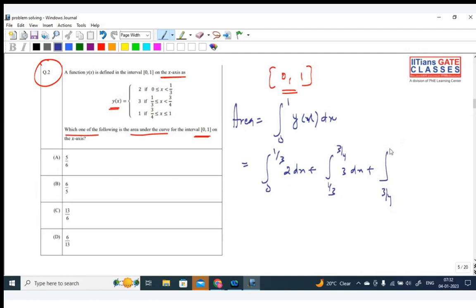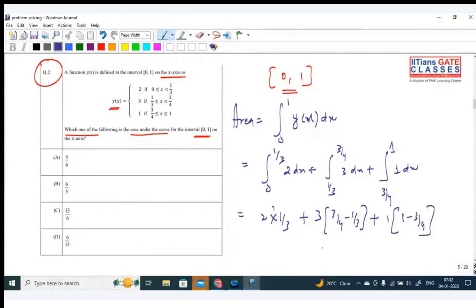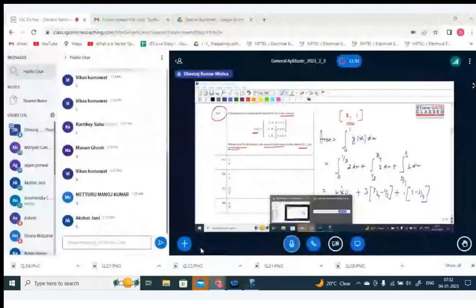to 1, and this is 1 here. So 2 into 1/3 plus 3 into (3/4 minus 1/3) plus 1 into (1 minus 3/4). What is the answer?